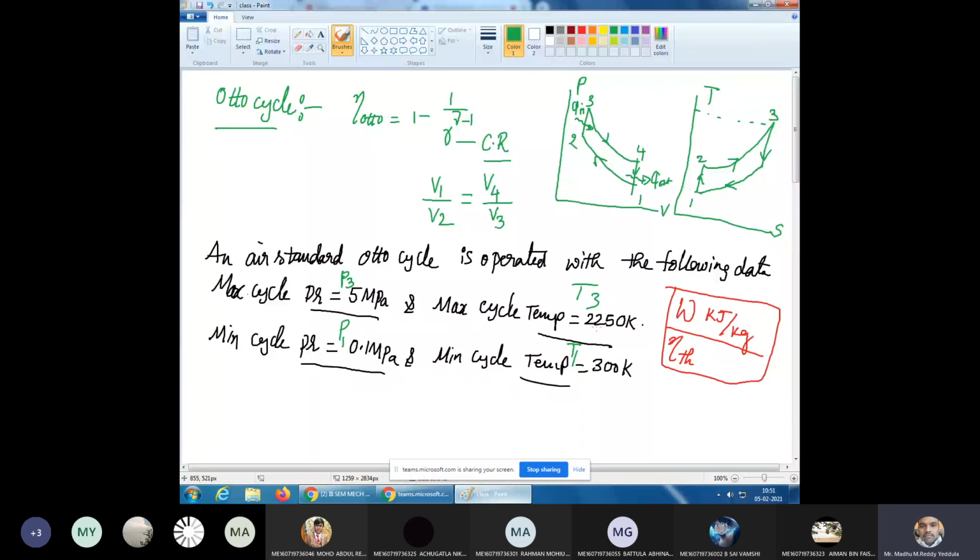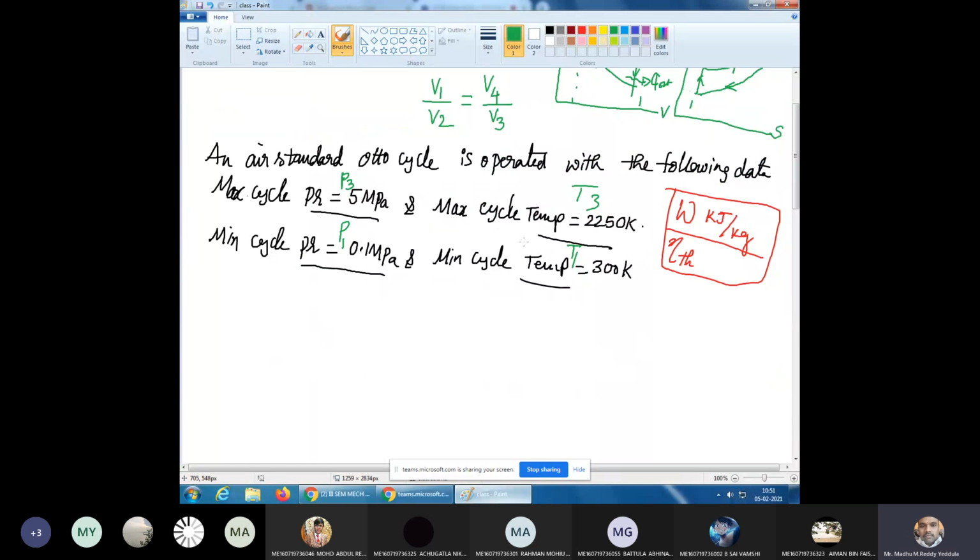Students, sorry for the inconvenience. Okay, right. So P1 is given, T1 is given, P3 is given, T3 is given, right? Now, as we know, in the process 2 to 3, what is constant? The volume is constant, right?